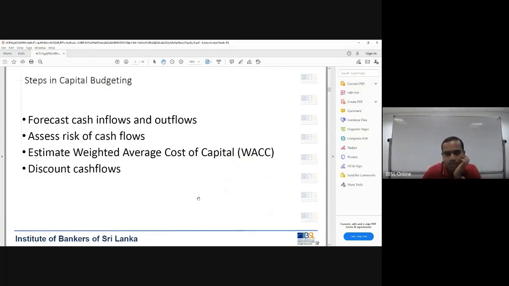Steps in capital budgeting: forecast cash flows, inflows and outflows. You need to forecast your cash flows. What is coming in, what is going out. And so you need a forecast. And assess the risk of cash flows. What are the risk of these cash flows coming? Right? What is the worst case scenario? What is the best case scenario? Estimate weighted average cost of capital, or the WACC. Then you need to discount cash flows.